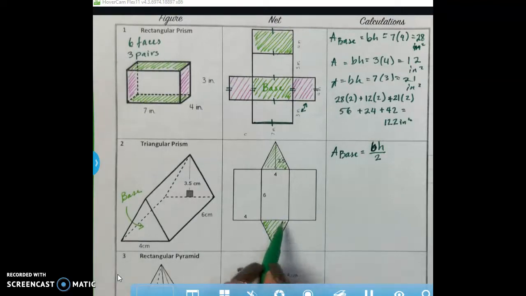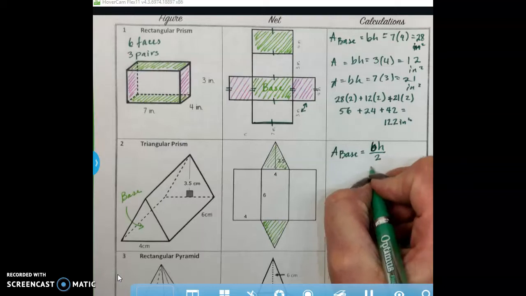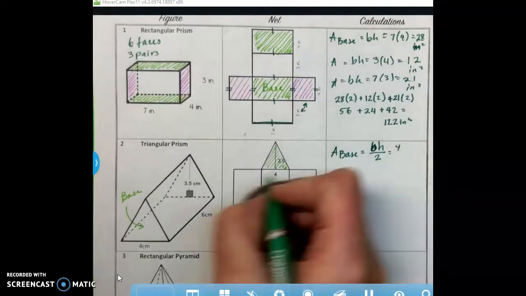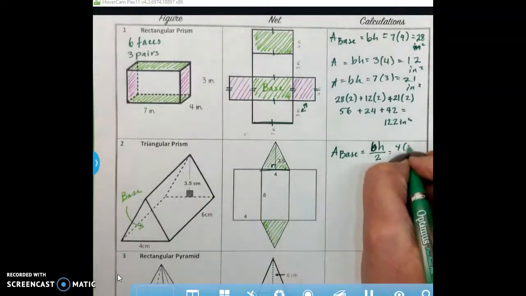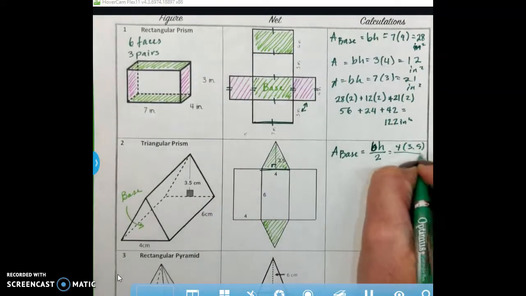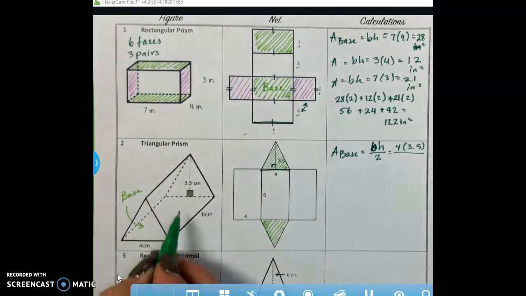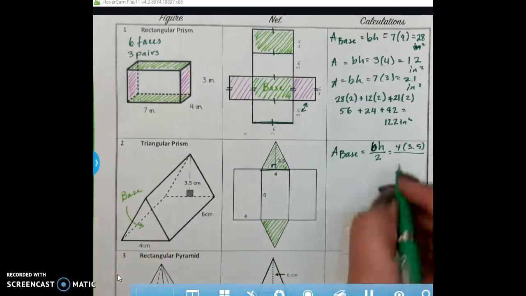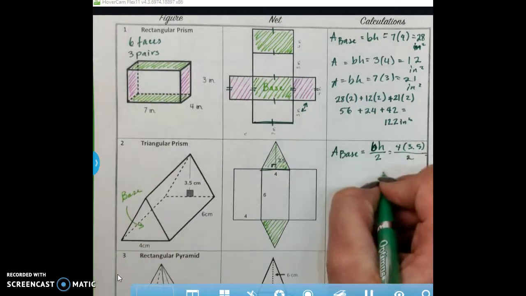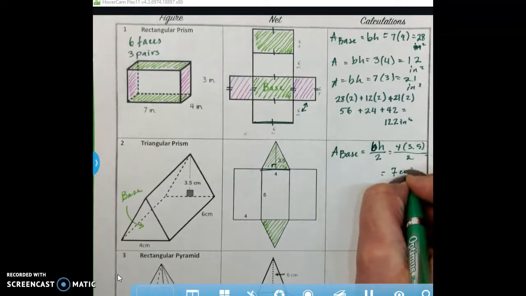So since I have a triangle for my base, I'm going to be using the formula for area of a triangle. So my numbers are 4 is my base, 3.5 is my height. Base and height always have a perpendicular relationship, that 90-degree angle that you are seeing right here. Then we're dividing by 2. That will give us 7 square centimeters.